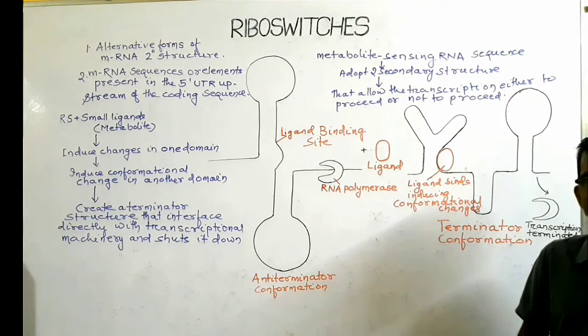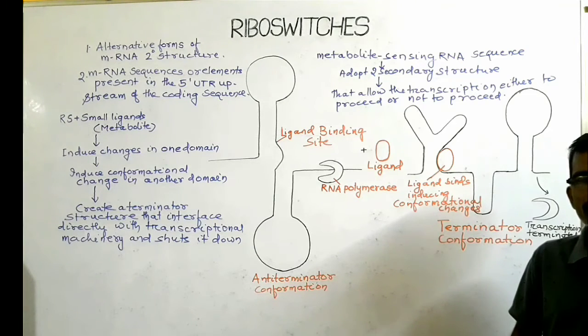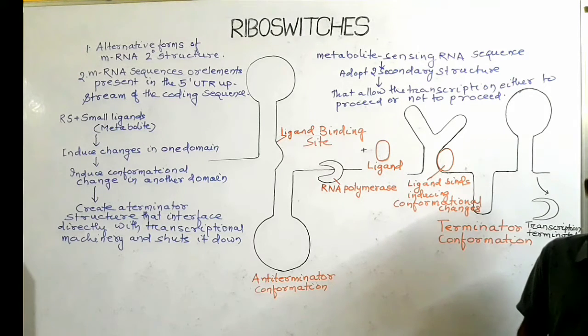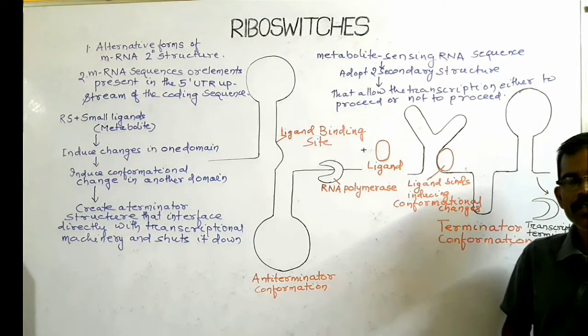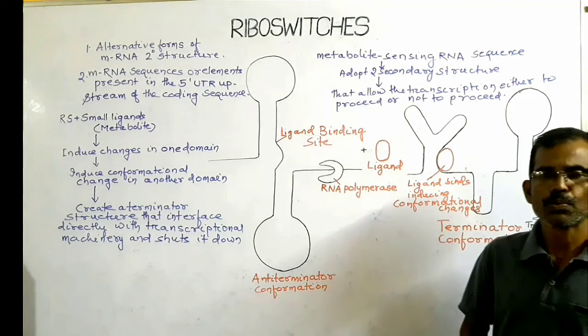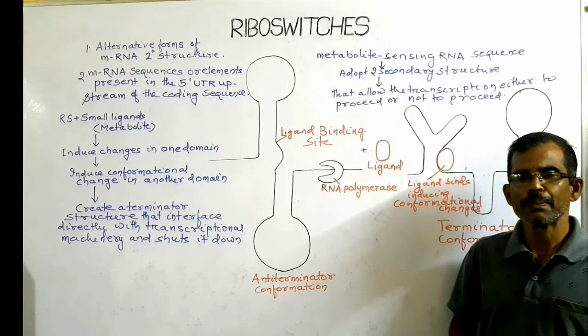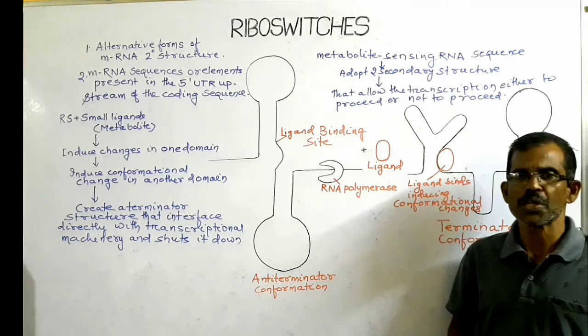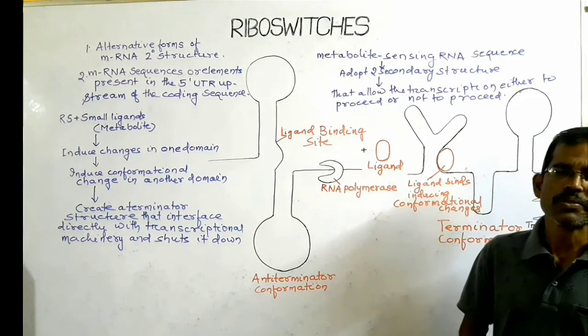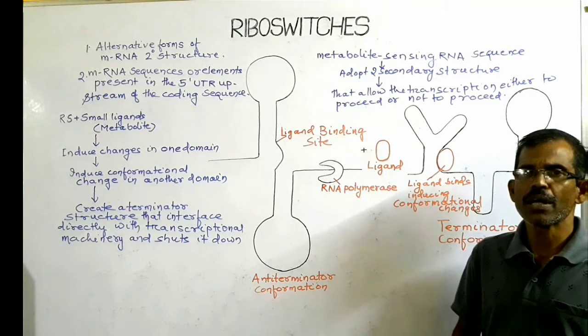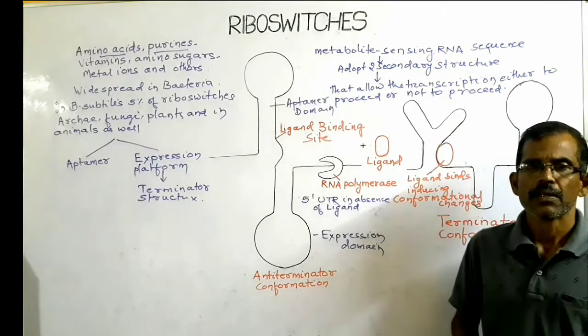This metabolite sensing RNA sequence, which is present in all riboswitches, can adopt one of two secondary structures. These secondary structures allow the transcription to proceed or not to proceed, and the decision depends on a molecular substrate of the cell whose existence is influenced by the gene that is encoded by the RNA.